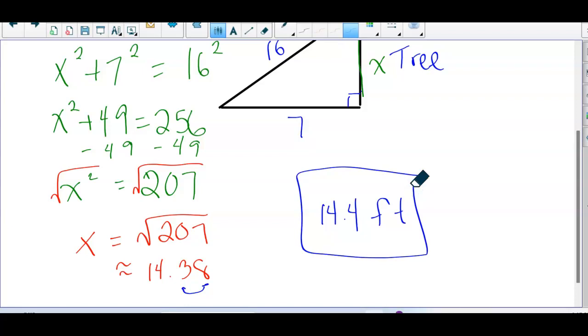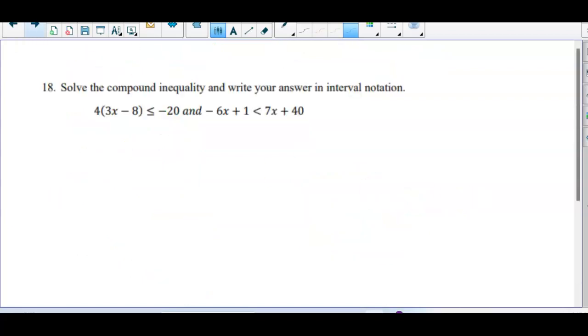All right, so that's a little Pythagorean theorem question. Definitely something you're going to have to do. You probably will. I don't know if the picture is going to be drawn for you or not. All right, on to number 18.